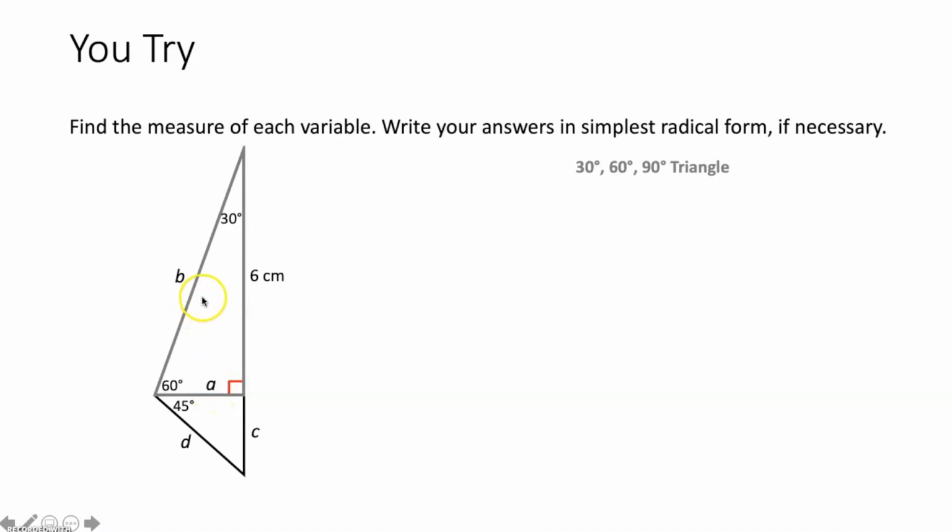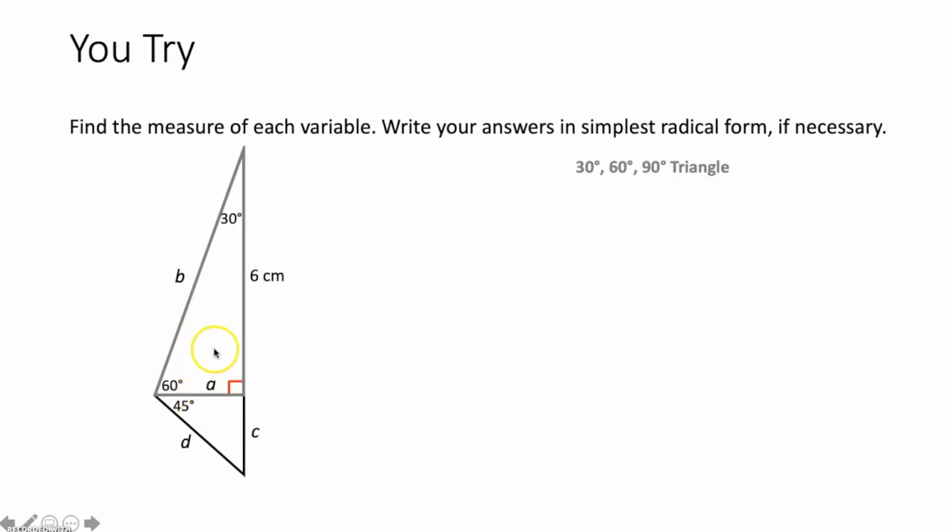What do we know about a 30, 60, 90 degree triangle? Well, everything is based on the short leg. The short leg, the side that's opposite the 30 degree angle, if you multiply that by 2, you get the length of the hypotenuse, the side that's opposite our 90 degree angle. If you take the short leg and multiply it by rad 3, you get the length of the longer leg, the side that's opposite the 60 degree angle.